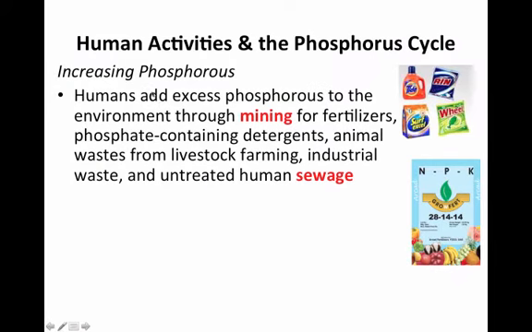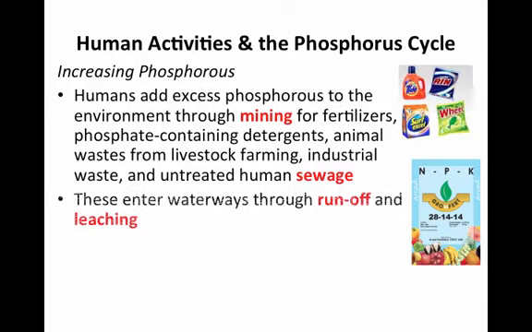So in the last part, let's talk about the human activities and how we are negatively affecting the phosphorus cycle. Just like the nitrogen cycle and the carbon cycle, we are upsetting this nutrient balance. Ways that we are contributing are adding excess phosphorus through mining for fertilizers. We are also using a lot of phosphate-containing detergents, which end up back in our soils and back into our oceans. Animal waste from livestock farming, industrial waste, and untreated human sewage. All of this contributes to the excess amount that we're adding to the phosphorus cycle.